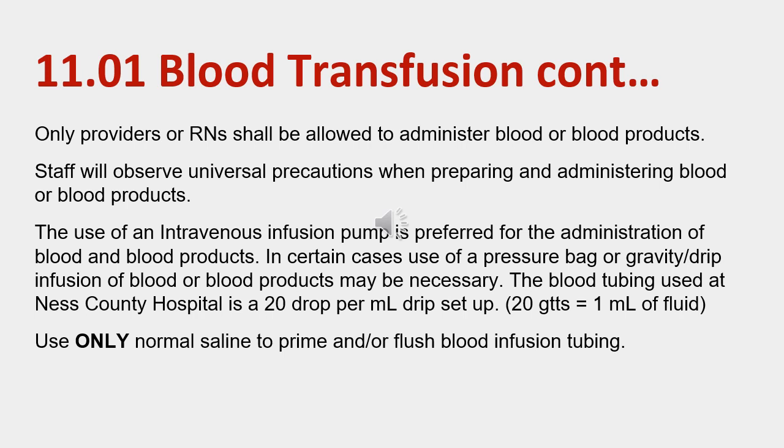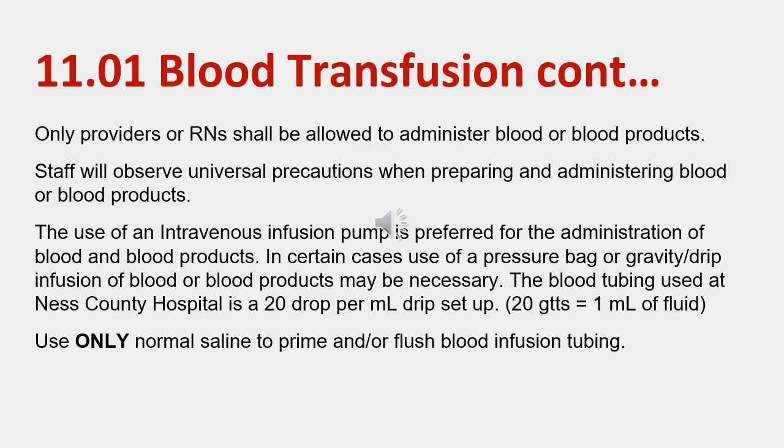The use of an intravenous infusion pump is preferred for the administration of blood and blood products. In certain cases, the use of a pressure bag and a gravity infusion of blood products may be necessary. The tubing used at our facility is a 20 drop per mil setup. So that means 20 drops equal 1 mil of fluid.